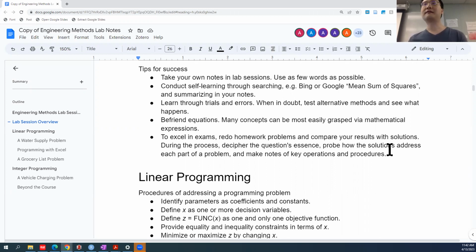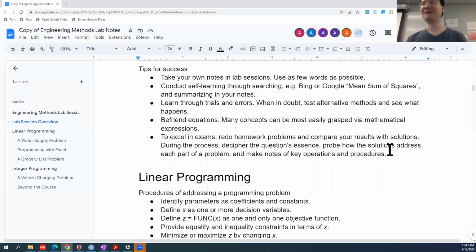So if you are ever in doubt about any operation, and when you know that there are a few alternatives, please try each of them and see what happens. Then you can make a decision which one is correct or which one is the best or easiest to implement. And in addition to that, I hope that you're good with equations, because in linear programming, we are going to use them a lot.